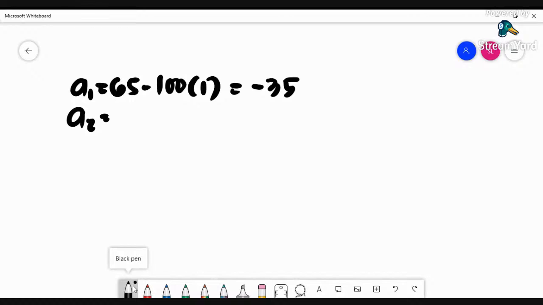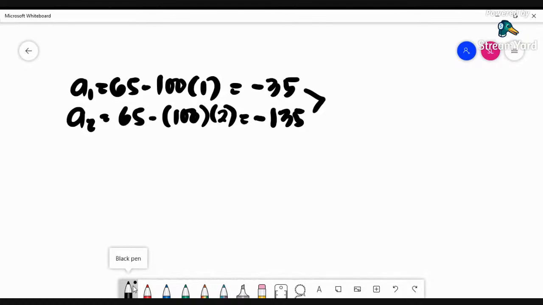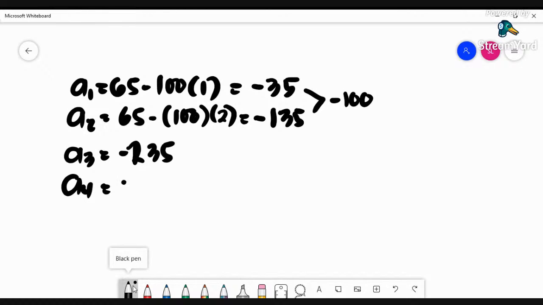Next, for a sub 2, we have 65 minus 100 times 2. That is 200. Negative 35 minus 100, so we get negative 135. So as you can see, our common difference is negative 100. So we have to continue to subtract 100 from that. So we get negative 235. For a sub 4, we get negative 335. For a sub 5, we get negative 435.